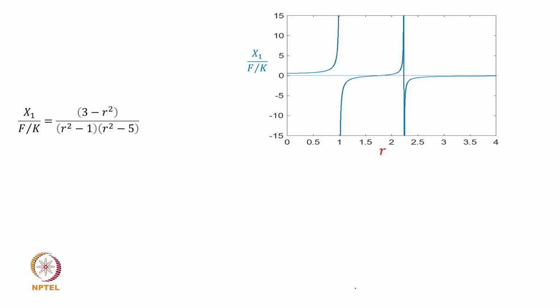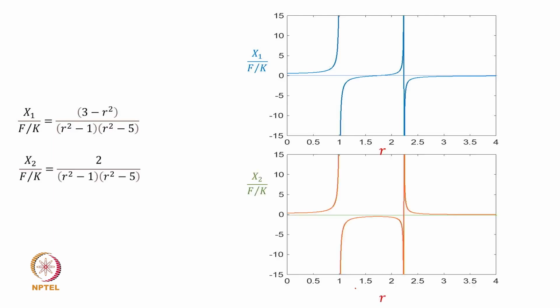So, this is what the response of mass m1 and that of mass m2 is going to look like, and what we observed is that there are two resonances which are going to appear at these two speed ratios, which is expected because there are 2 degrees of freedom.